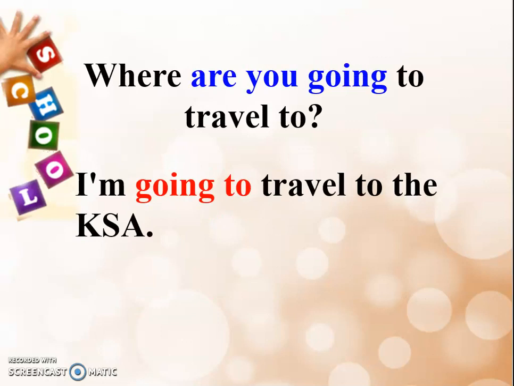Look here. Where are you going to travel to? I am going to travel to the KSA, the Kingdom of Saudi Arabia. So here the structure is are you going, which is be going to plus the infinitive. Just like here in the affirmative sentence, I am going to travel. Here we have going to plus verb, which means a plan. Okay, you are planning to do an action in the near future.